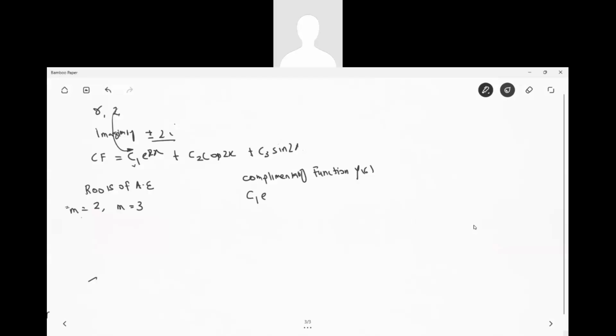This is your m1 and this is your m2. So it would be c1 into e^(2x) plus c2 into e^(3x), right? Now suppose sometimes you get roots which are the same. Let's say m1 is equal to 3, m2 is also equal to 3. In this scenario, the solution you are going to take is (c1 plus c2 x) into e to the power 3x, like this you should take.